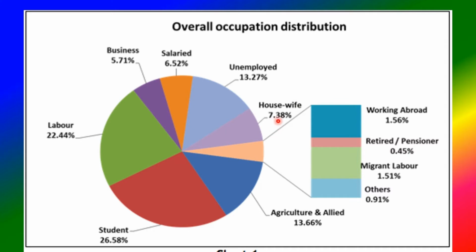Housewife 7.38 percentage. Agriculture allied 13.66 percentage. Remaining: working abroad 1.56 percentage, pensioners 0.45 percentage, migrant labor 1.51 percentage, and others 0.91 percentage.